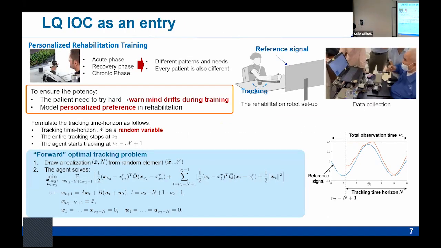So let's start with linear quadratic IOC, inverse optimal control, as an entry point. Take personalized rehabilitation training, especially with stroke patients. You roughly have three phases: the acute phase, the recovery phase, and the chronic phase. You have different patterns and needs, and every patient is also different.